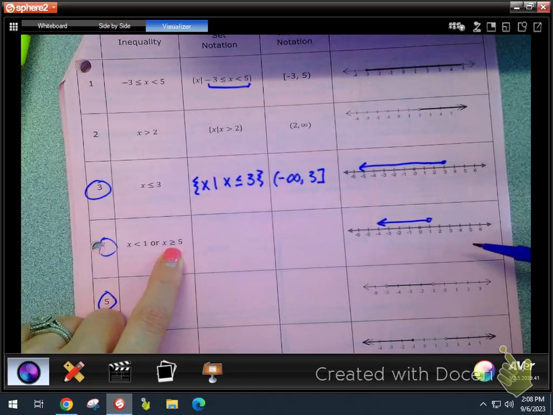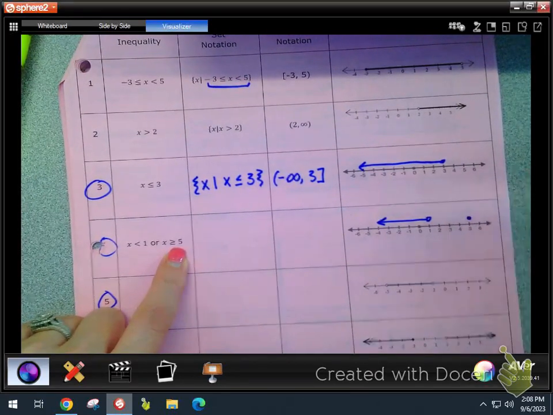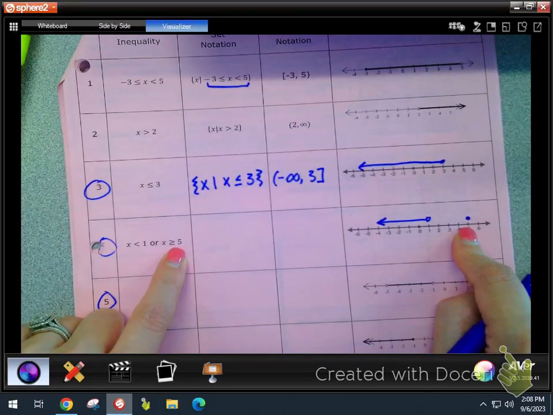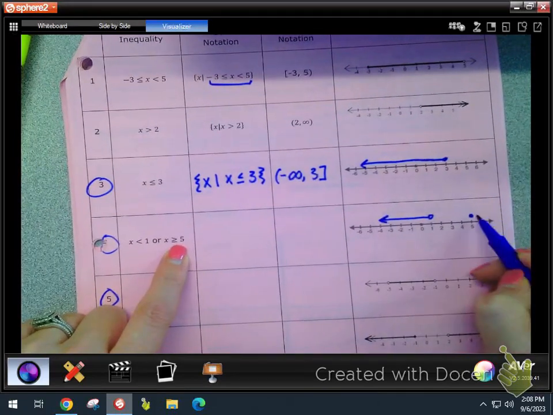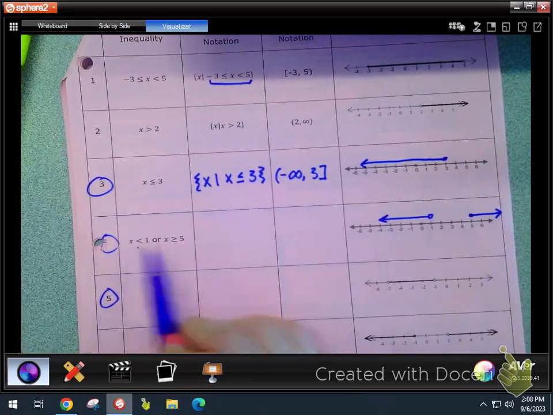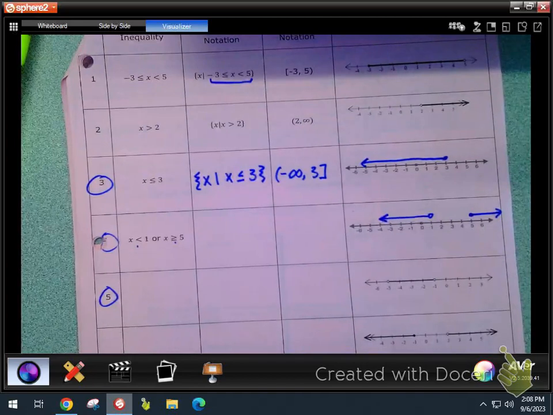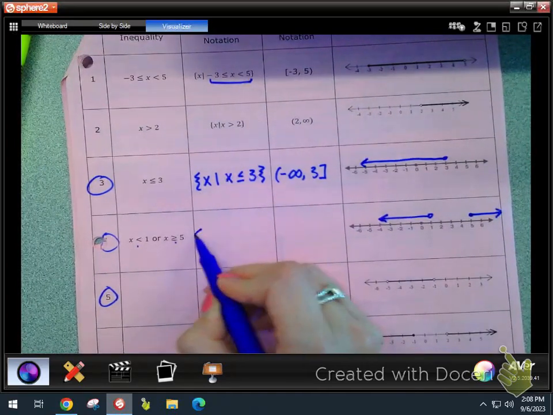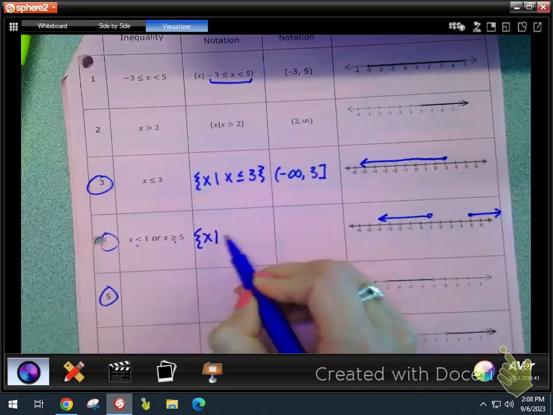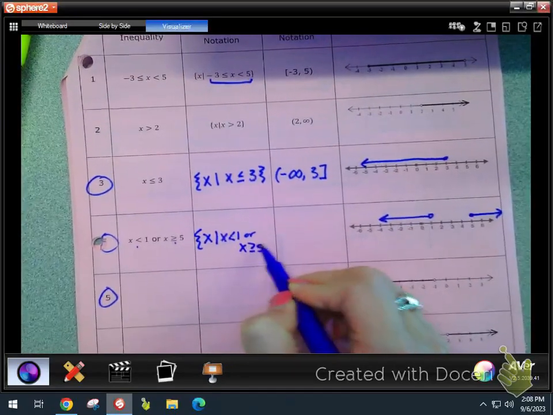My other boundary is at? X is greater than or equal to 5. So I'm going to put a closed circle at 5 because it's greater than or equal to, and this one points to the right. Okay? So I have 2 different inequalities, 2 different little pieces of my number line. I'll do the set for you: x such that x is less than 1 or x is greater than or equal to 5.